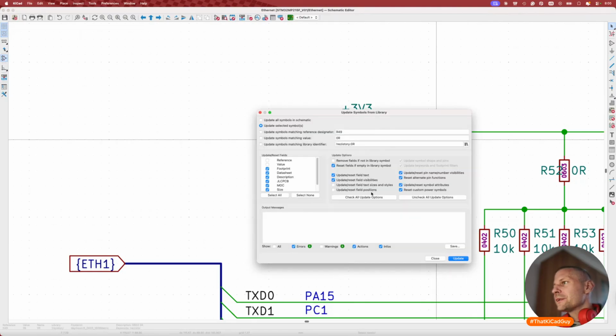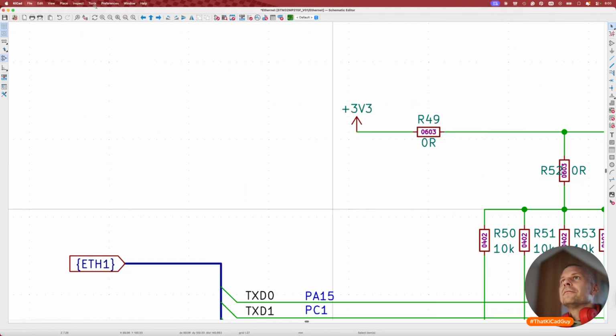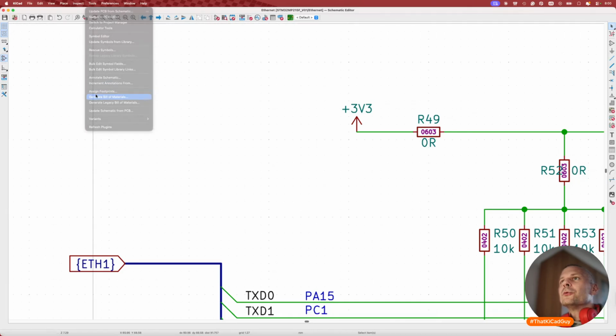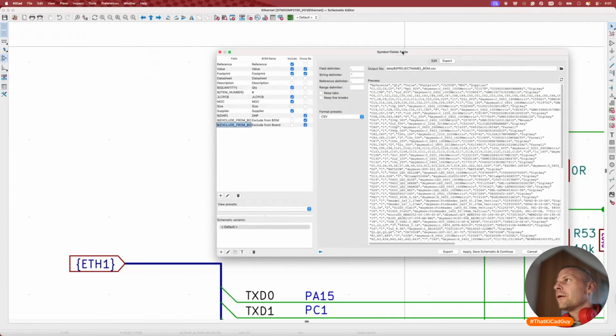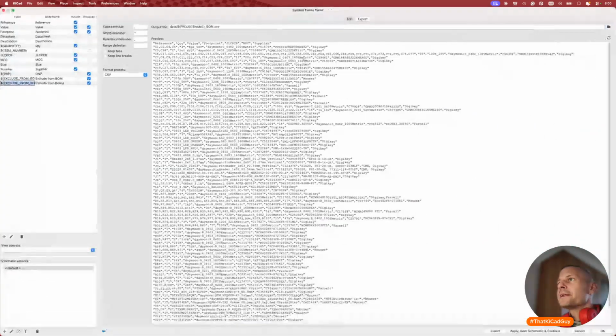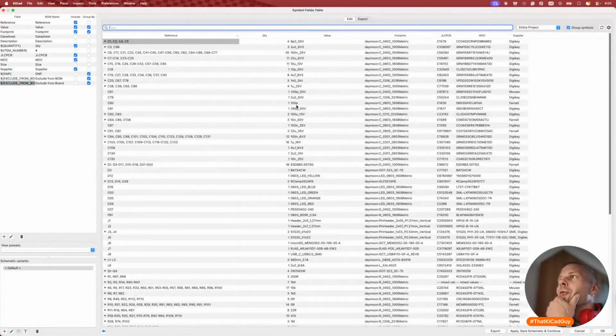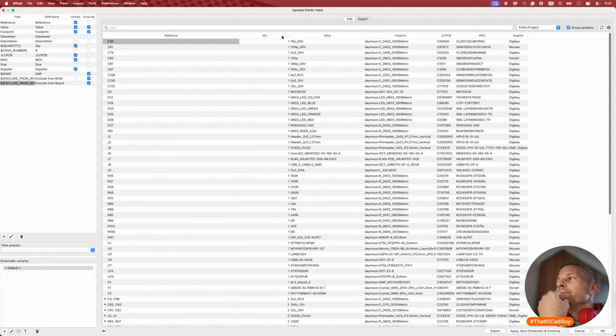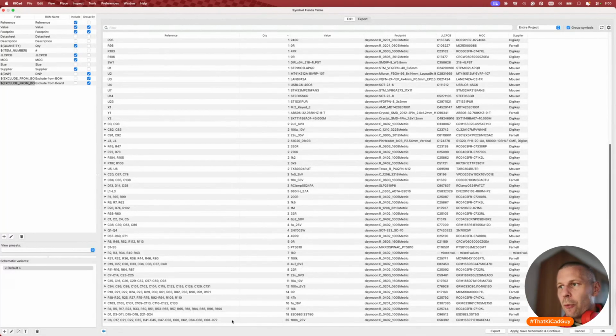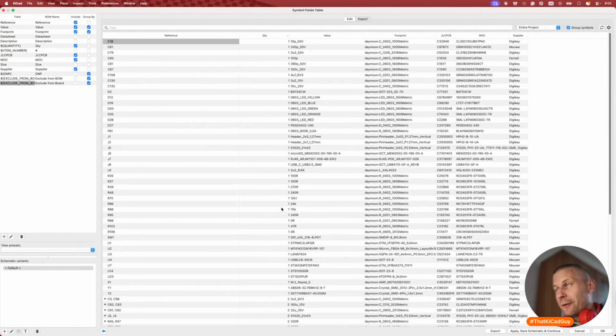Update all symbols with this and check our BOM tool. Okay, it's clean now. At least this works. Okay, BOM consolidation. This is something we should focus on, not these components. These components are 35 in quantity, completely okay.